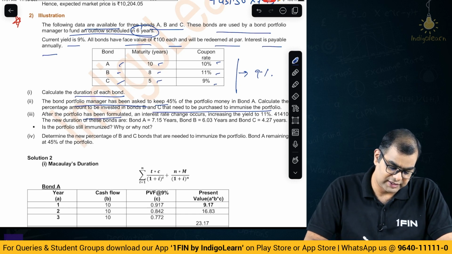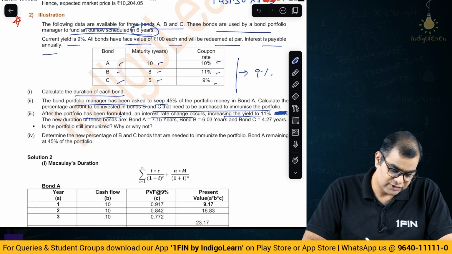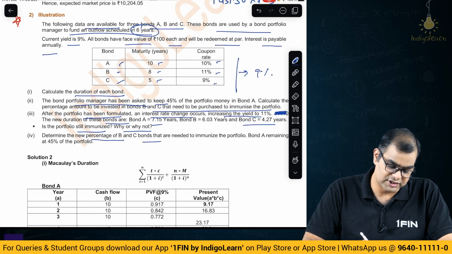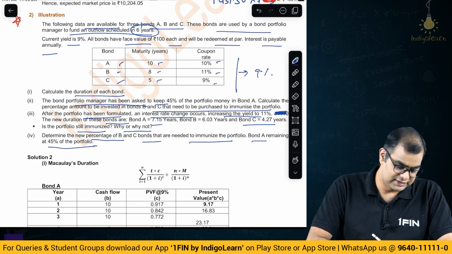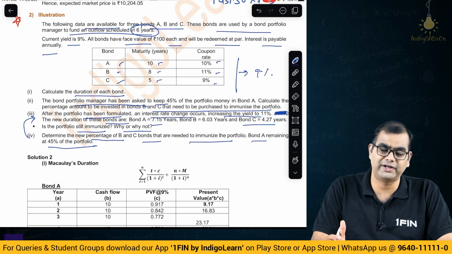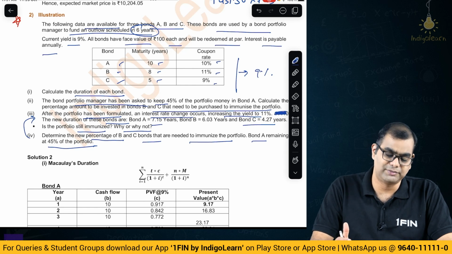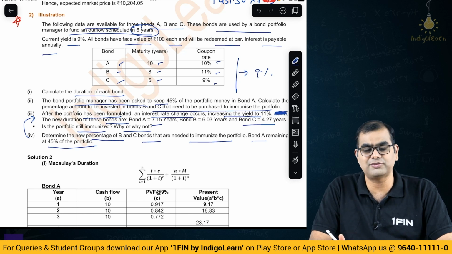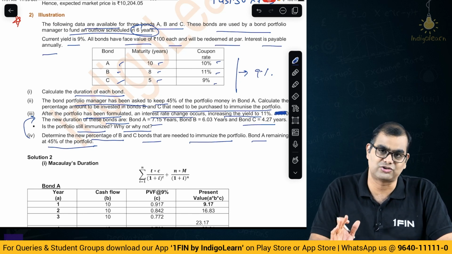After the portfolio has been formulated, an interest rate change occurs, increasing the yield to 11%. The new durations of these bonds are bond A is 7.15, bond B is 6.03 and bond C is 4.27. Is the portfolio still immunized? Why or why not? Determine the new percentage of B and C bonds that are needed to immunize the portfolio, with bond A remaining 45% of the portfolio. So first find out the durations. For those durations, find out the ratios in which bonds B and C have to be there, so that the average duration is 6. Then there is a change in durations because of change in interest rate. So now find the revised ratios. That is what it is.